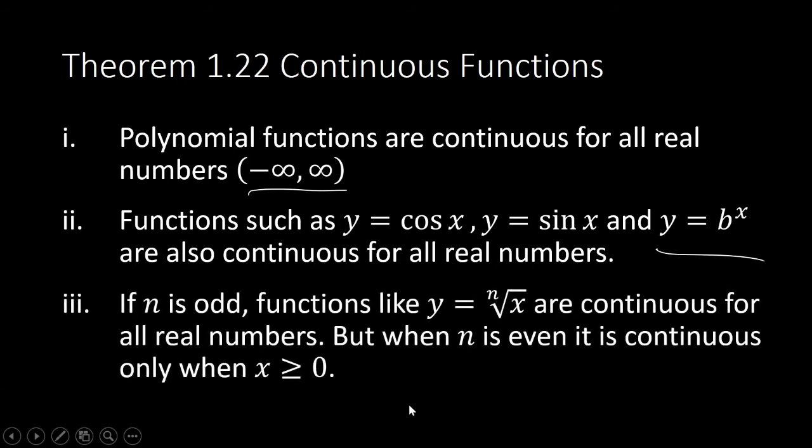If n is odd, functions like this are continuous for all real numbers. But when n is even, it is continuous only when your x is greater than or equal to 0. Okay, you already know what it means. I will not go back to explaining why that is so.